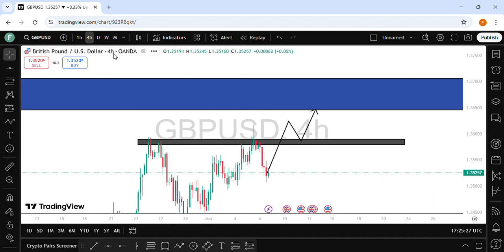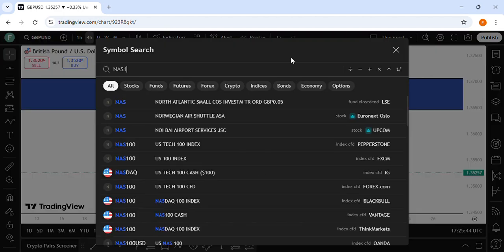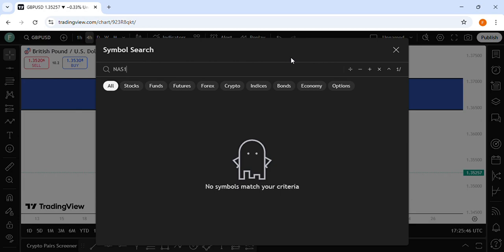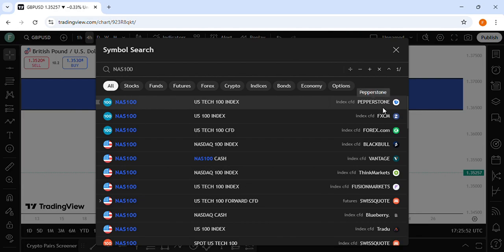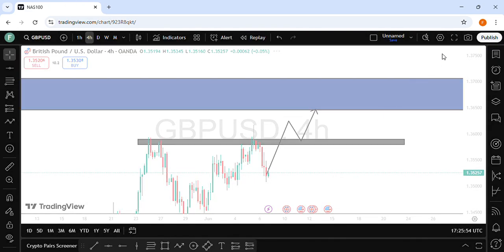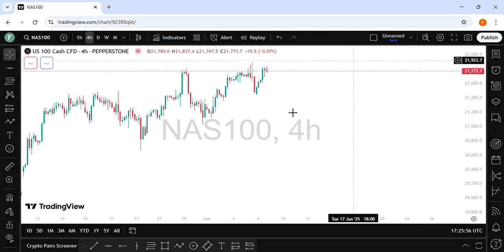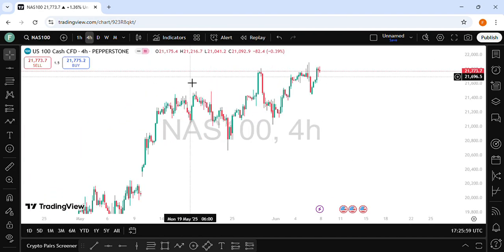That's for GBPUSD. So let's go down to, which pair again? Let's go to NAS100. I actually traded NAS100 this week, and I made cool profit from it. So let's use this. Sorry guys, I was not able to fill this. Oh no, I don't like this NAS. Let me search for the other one. NAS.